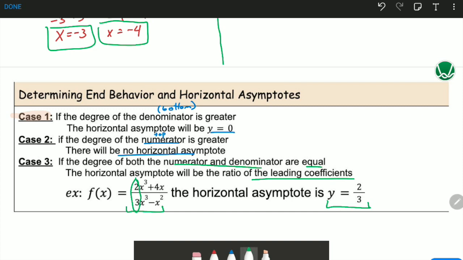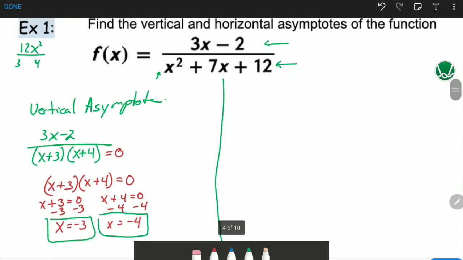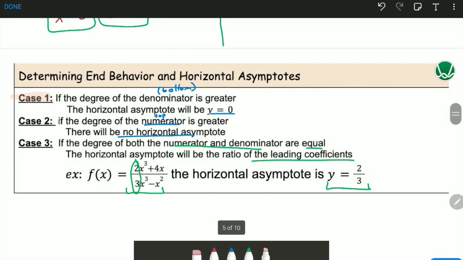So let's go back up to our equation here. If we look right now, the higher degree is on the bottom. The top just has an exponent of 1, so our higher exponent is on the bottom. So for the horizontal asymptote, it's going to follow case 1, which means our horizontal asymptote will be y equals 0.